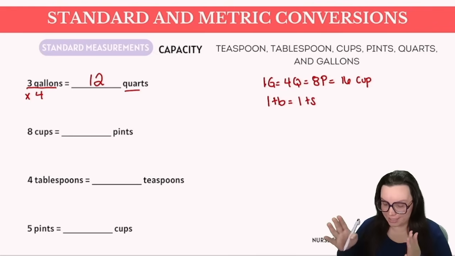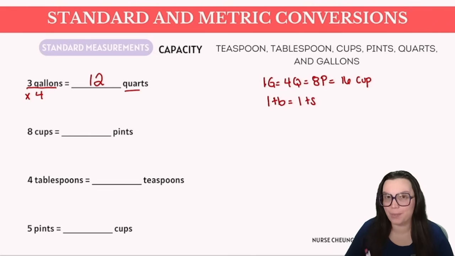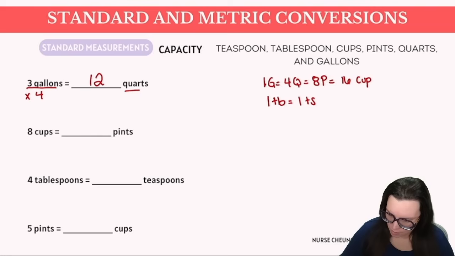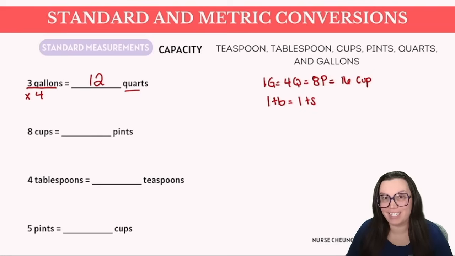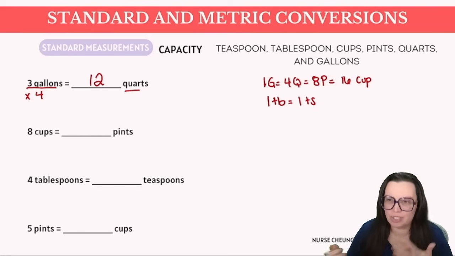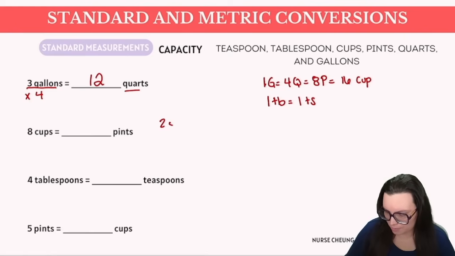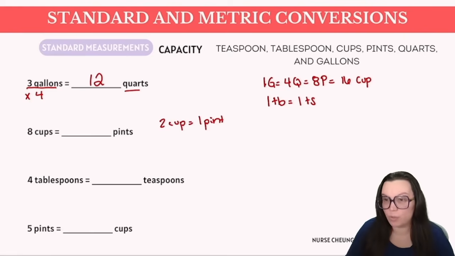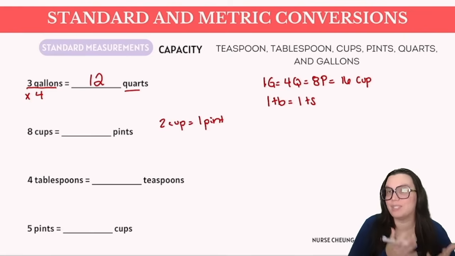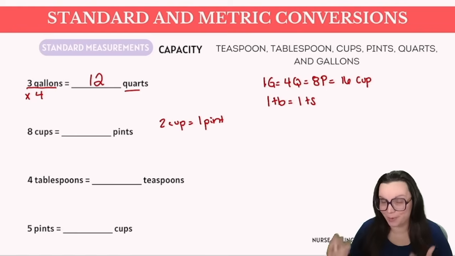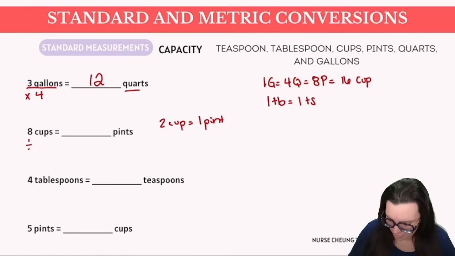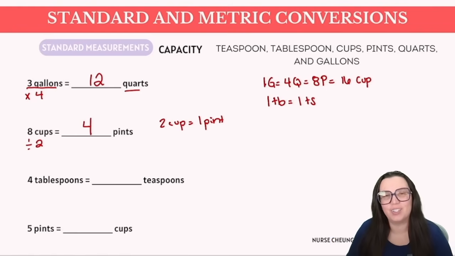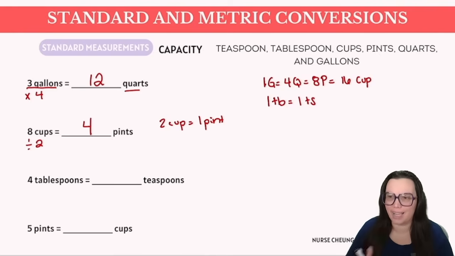Our next question says 8 cups is equal to how many pints? So as we know, between cups and pints, for every 8 pints, we have 16 cups. So just to make it a little bit easier, that is 2 cups per 1 pint. So what are we going to do whenever we're going from a smaller number to a larger number? We're going to divide, right? So we're going to divide our 8 cups by 2, and that is going to give us our correct answer of 4 pints. So how many teaspoons are in 4 tablespoons?